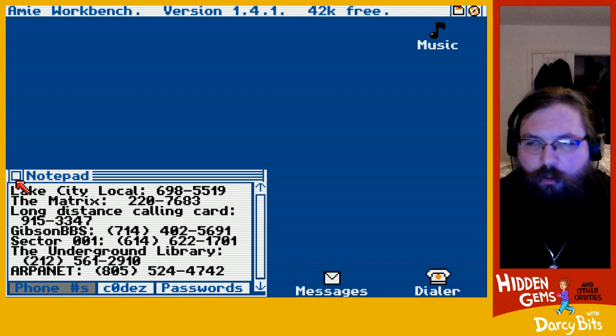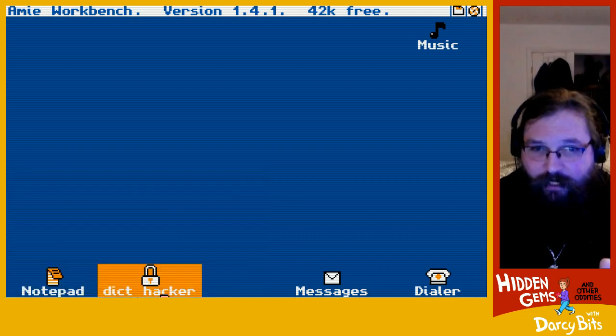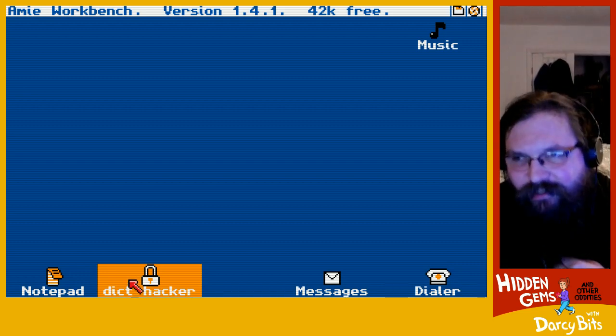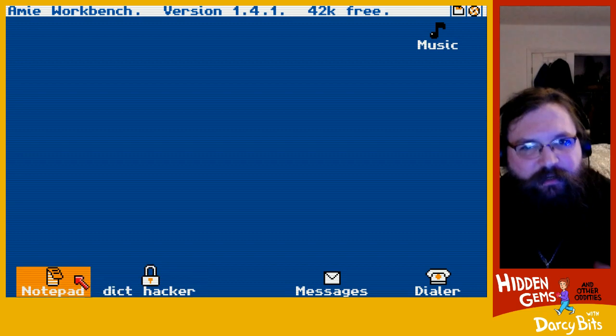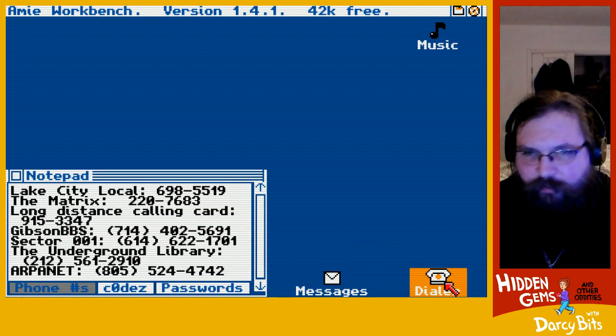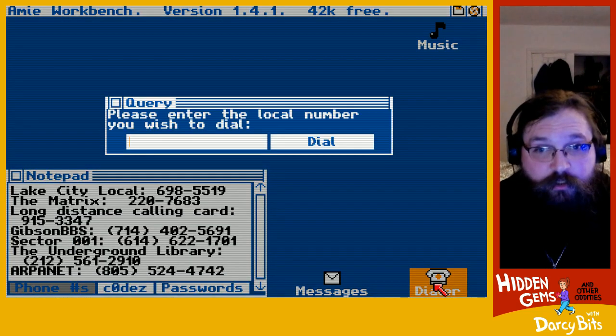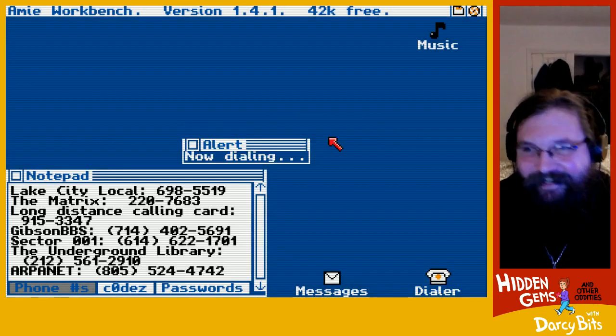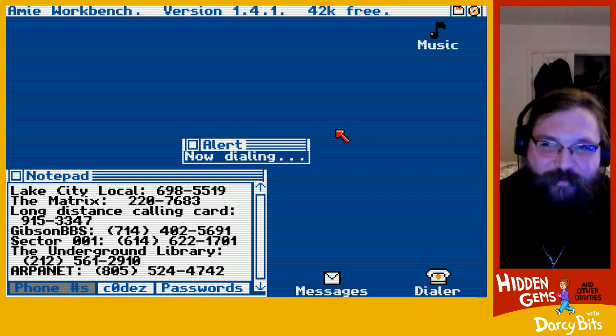Okay, so we need to find a way to hack into ARPANET. I do have a hacker, but they specifically said that this is a brute force hacker. I can't imagine that's going to work on Milnet. So let's see if maybe Matrix has something different to offer. 220-7683. I forgot this music was so rad. It's really good.